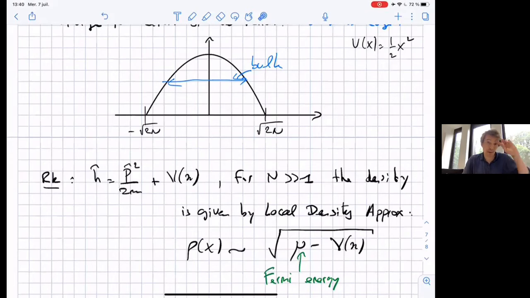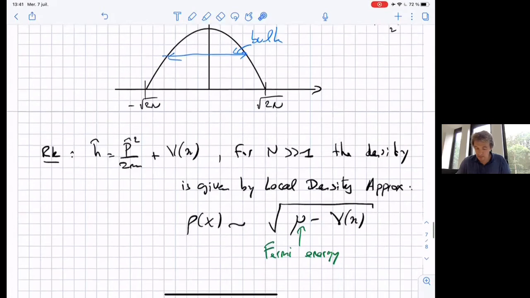You see, it's quite nice actually. But it says several things. First, in general, the density will depend on v of x in a rather strong way. Of course, it will have a finite support because mu minus v of x has to be positive. That means you will have a support which is defined by v of x edge equal to mu, if you want.